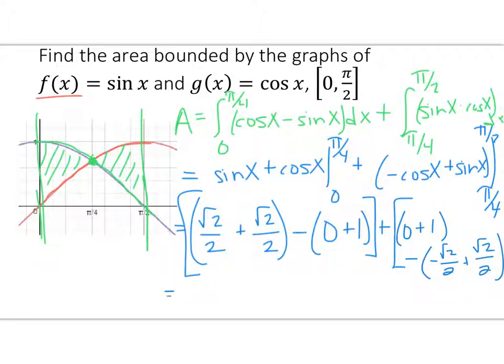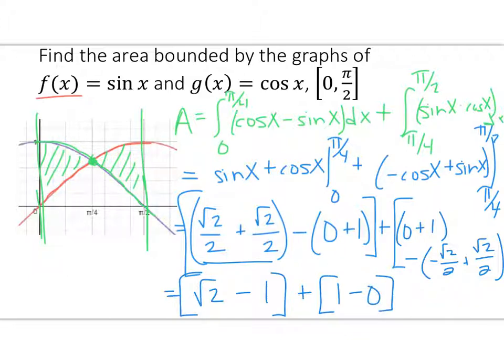And so now cleaning up, I have radical 2 over 2 plus radical 2 over 2 is just radical 2, minus 1. Plus, over here I have 1 minus 0, so we find that this area is radical 2.